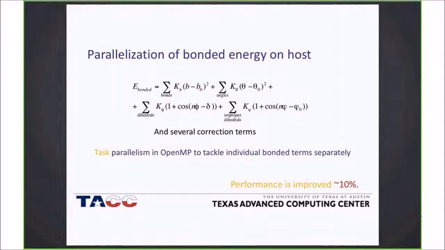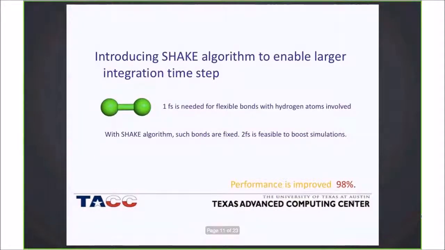Bonded energies include 4 components: bond, angle, dihedral, and improper dihedral energies, as well as several correction terms. In the original code, each component was parallelized with OpenMP, but they did not scale well. So we tried task parallelism in OpenMP. A separate task is created to tackle each individual bonded term, and all tasks run simultaneously. The performance improved by around 10%.